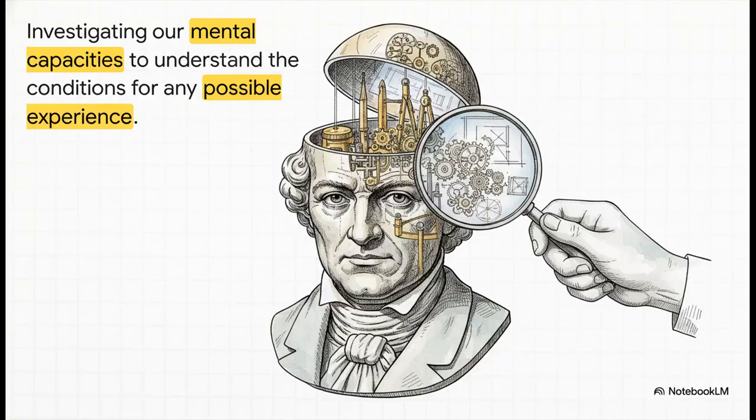And his method for doing this? It was totally revolutionary. He called it transcendental. Now, this doesn't mean looking out at the world or at objects. It means turning the camera around and looking inward, investigating the very structure of our own minds. He was hunting for the a priori conditions of knowledge, the stuff that has to be in place before we have any experience at all. He basically asked, what has to be true about our minds for us to experience the world the way we do? It's a deep dive into the preconditions of experience itself.